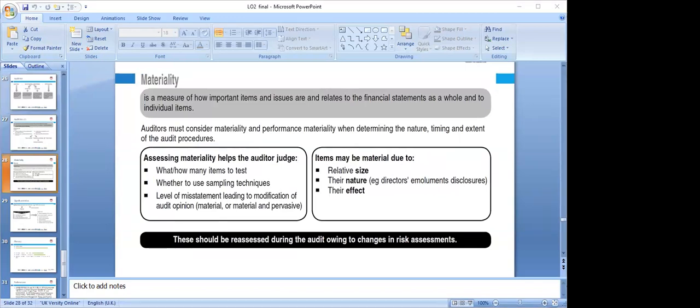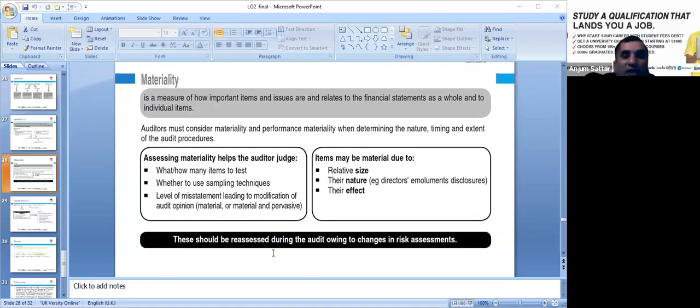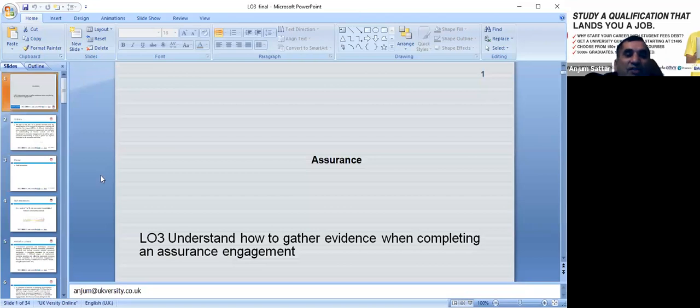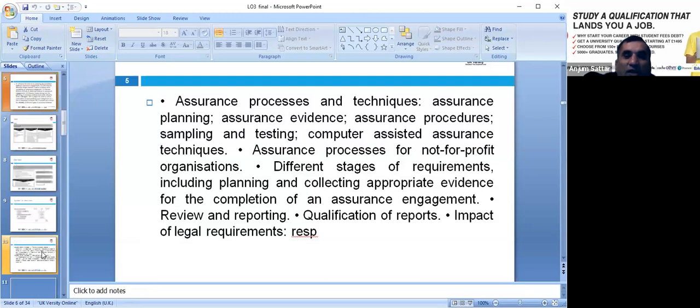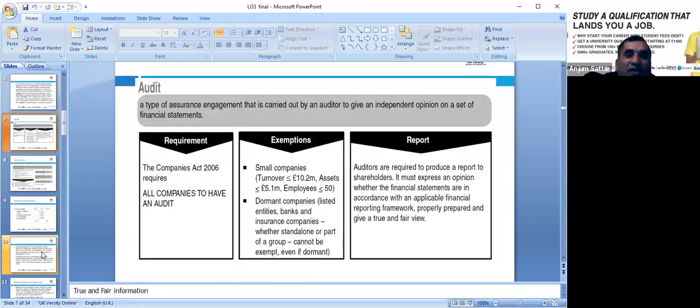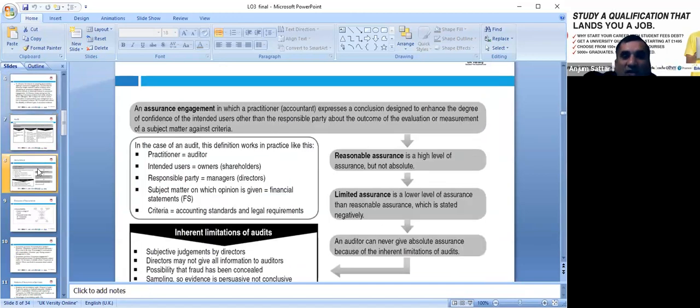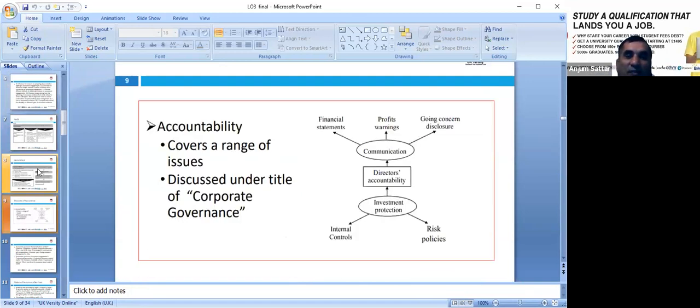Okay. So lesson 3, we discuss how to gather evidence when completing an assurance engagement, how we can collect evidence, and the different reports we can generate. So what is audit assurance? We already covered audit engagement, a type of assurance engagement carried out by the auditor to give an independent opinion on the financial statements. We also discussed assurance engagements, reasonable and limited.